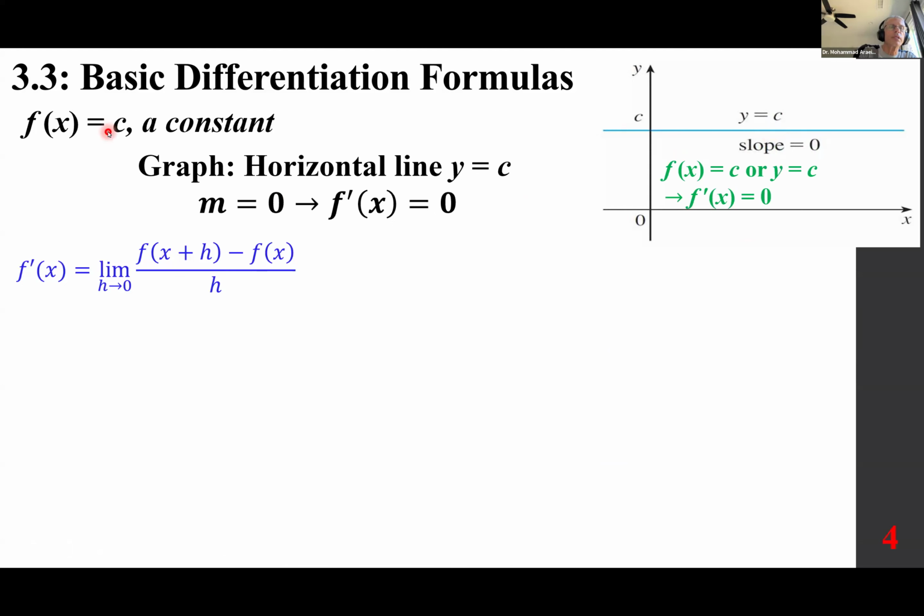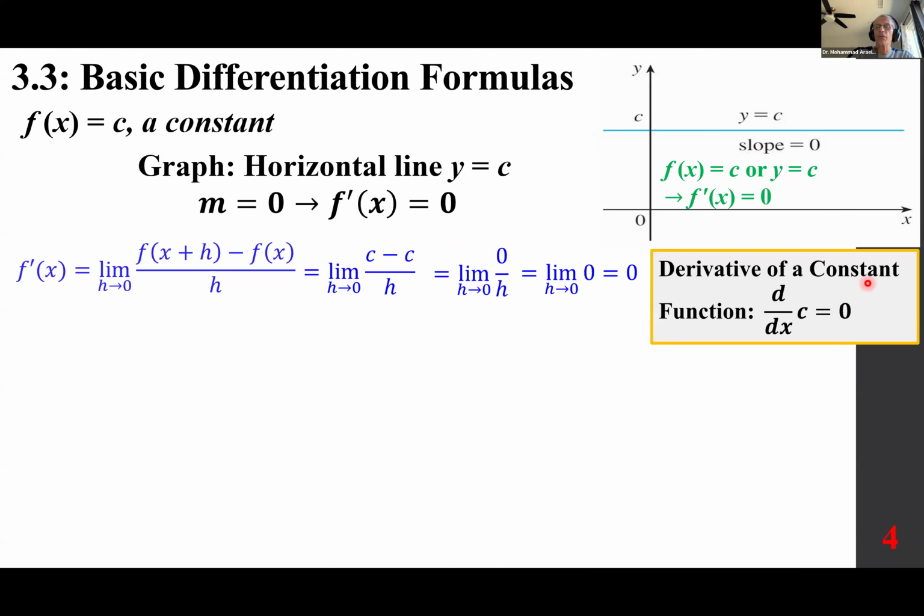By definition, plug in x plus h, or plug in x, makes no difference. When it's a constant, like 5, like 2, it doesn't change. So the numerator is c minus c, which is 0. The denominator is close to 0, but it is not 0. It's h. And 0 over any number other than 0 is 0, and the limit is 0. That's the proof by definition. So the derivative of a constant function, d dx of c, equals 0.